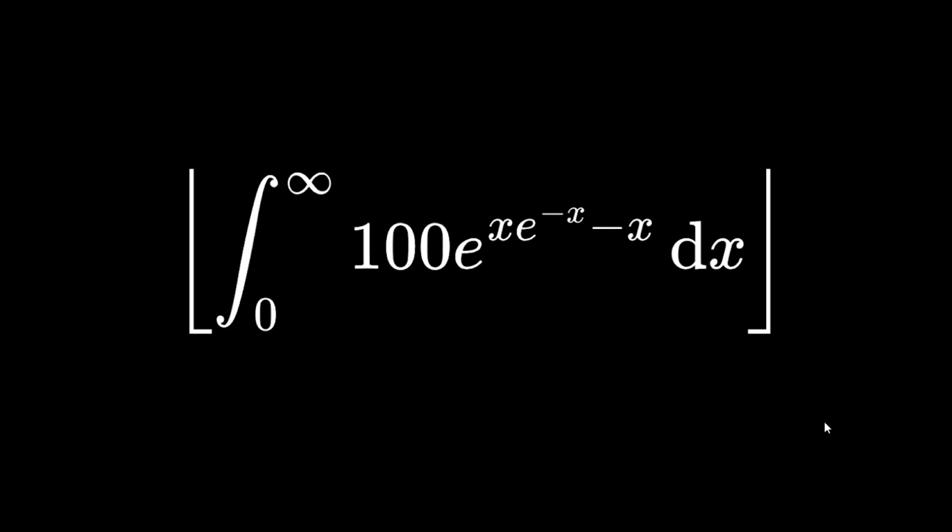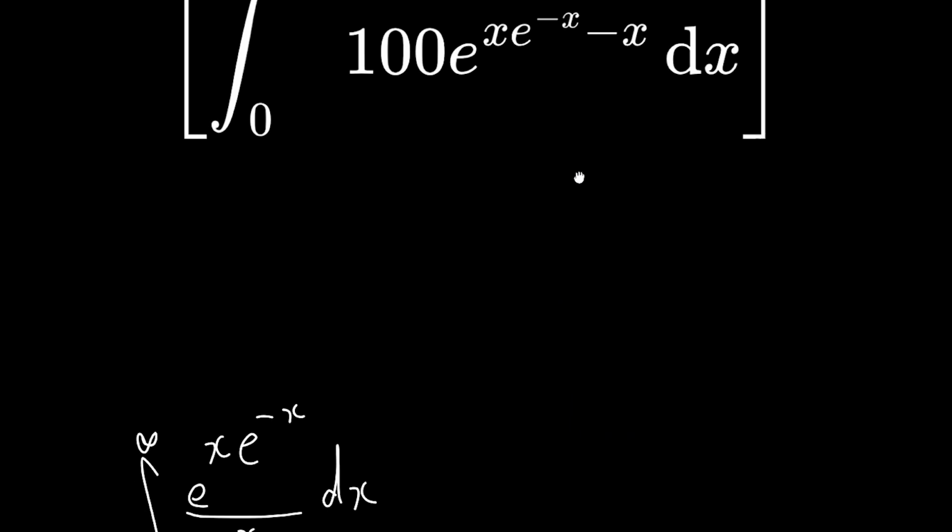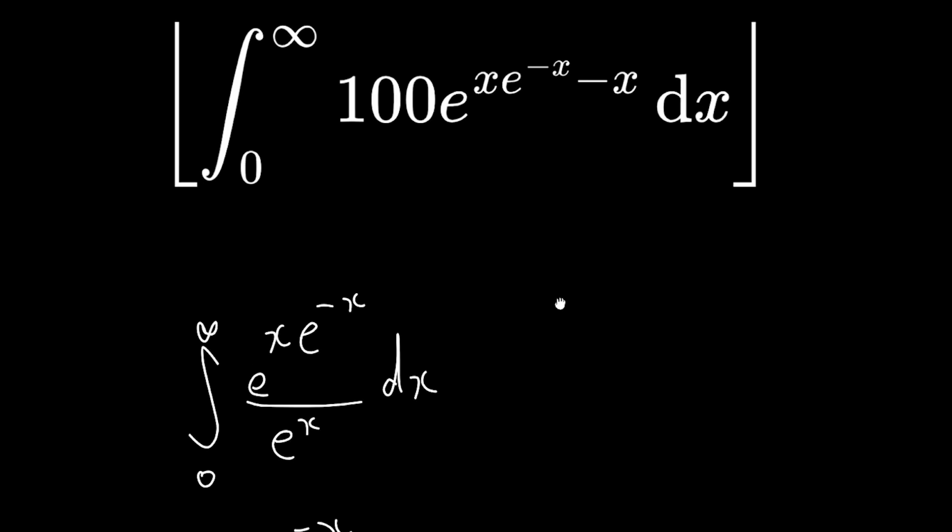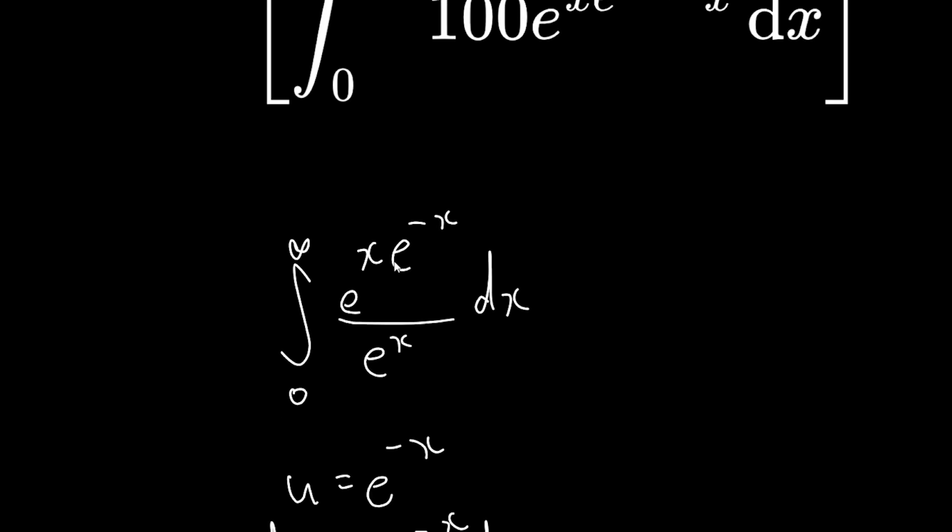Next up, we've got question 7. We have the integral between 0 and infinity of 100 e to the x e to the minus x, and we take the floor of the result. Kind of interesting. So first, we can write this a little bit differently. We can write this as e to the x times e to the minus x over e to the x.